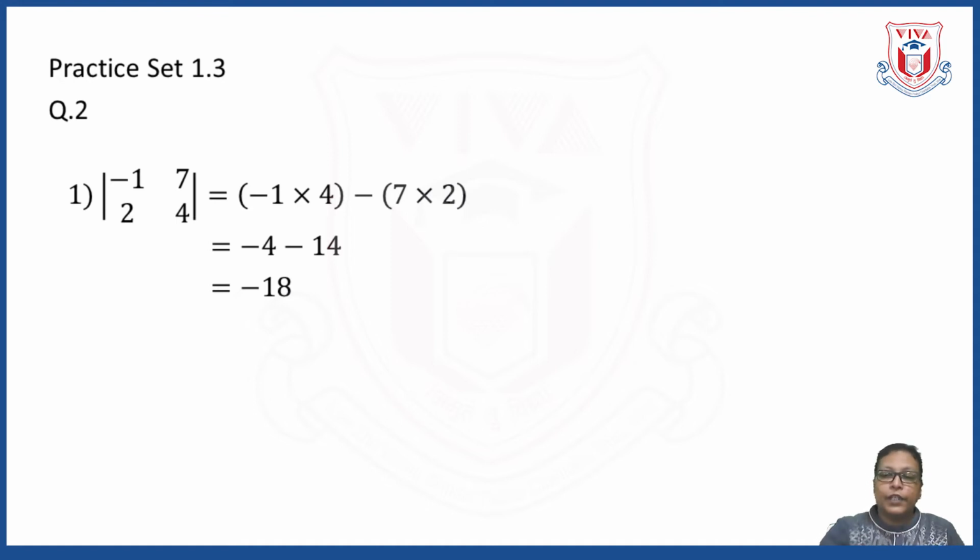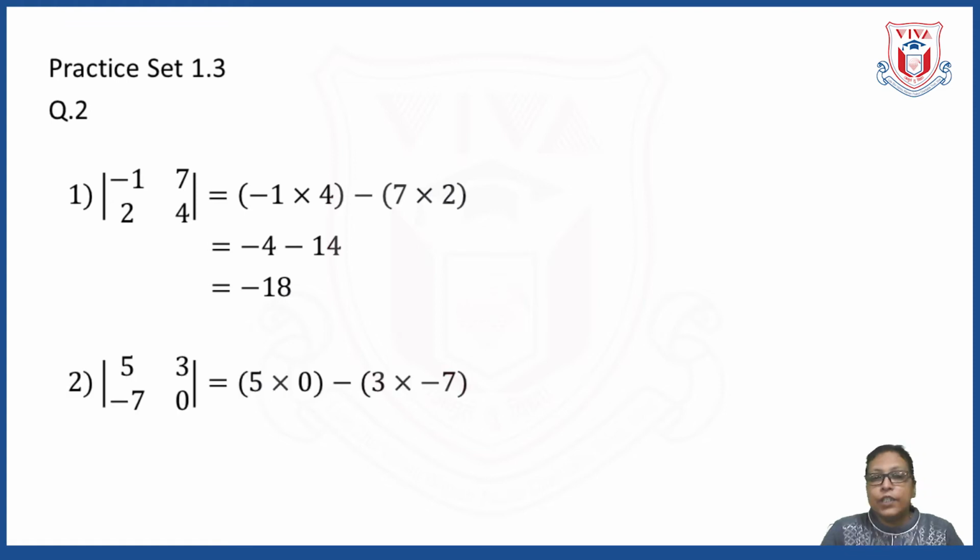Let us see one more. Second question here: the determinant is 5, 3 in the first row and minus 7 and 0 in the second row. So you have to again go for cross multiplication. 5 into 0 minus 3 into minus 7. 5 into 0 is 0, and 3 into minus 7 is minus 21, but outside again the minus sign is there, so it is going to become plus 21. So 0 plus 21, the answer is 21. In this way you can find the value of the determinant.